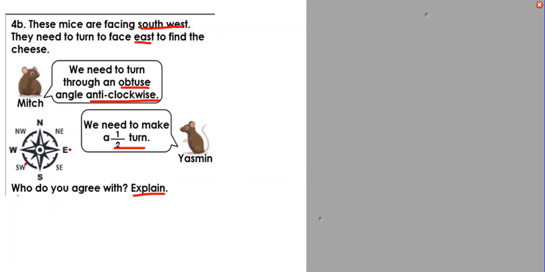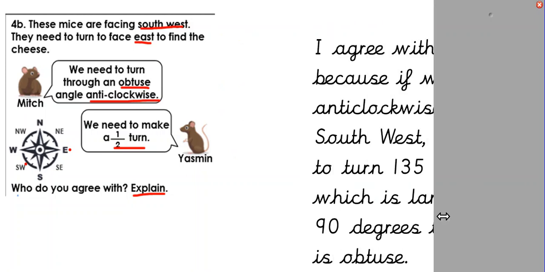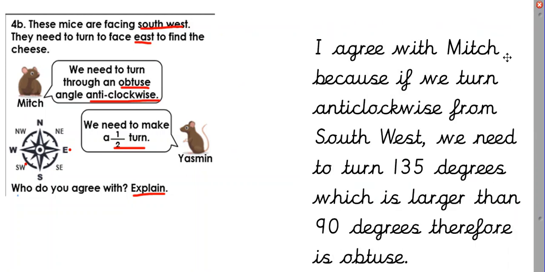Okay, so let's have a look at the answer. So I agree with Mitch because if we turn anti-clockwise, and remember anti-clockwise is coming back on yourself, the opposite way that a clock would work, from southwest, so we're starting at southwest, we need to turn 135 degrees, okay? And this is larger than 90 degrees, which means that it is an obtuse angle. Well done if you got that correct. That was a tricky one because we had to go anti-clockwise. You had to really read the question.